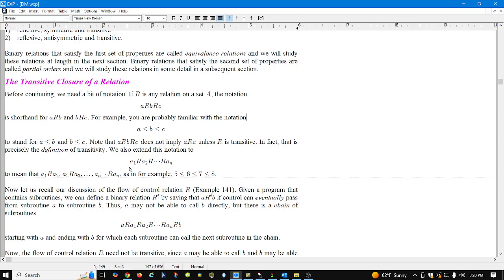And we can extend this notation to multiple applications of R, more than two. This is a chain of relations. A1 related to A2, A2 related to A3, and so on, all the way up to AN minus 1 related to AN. So here's a simple example.